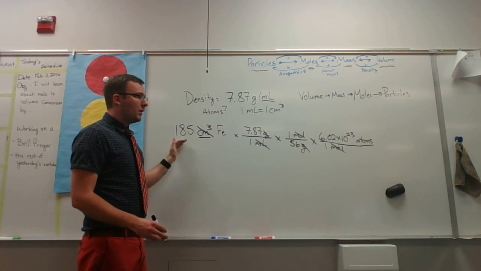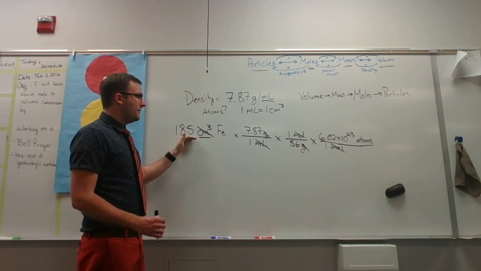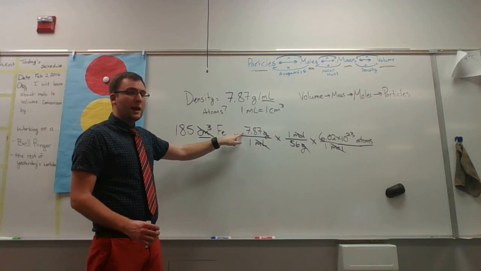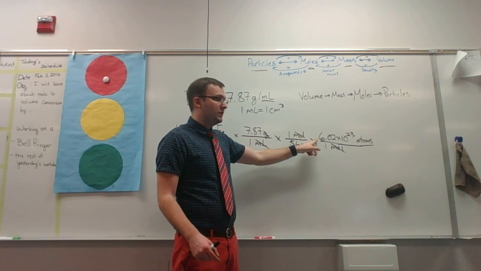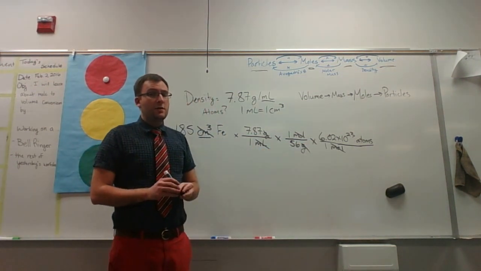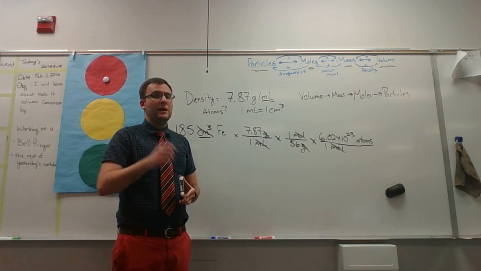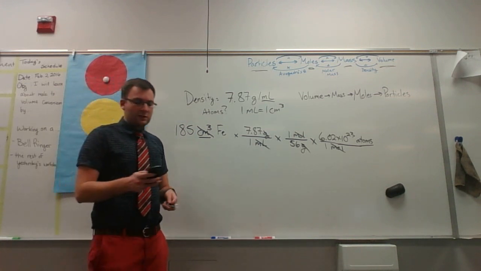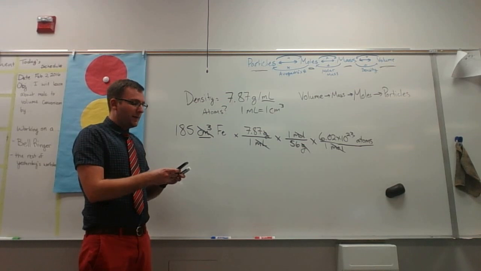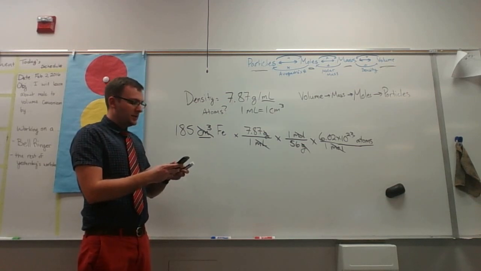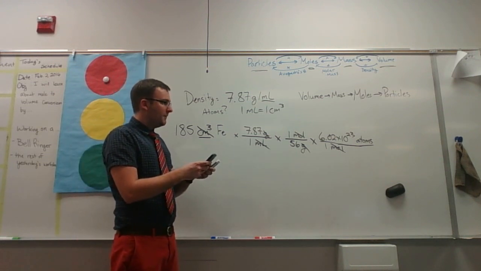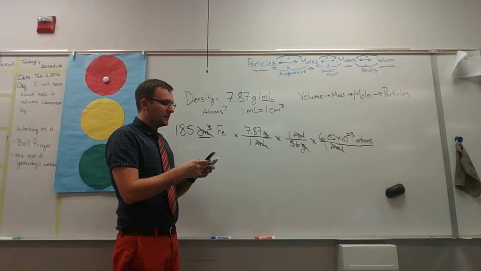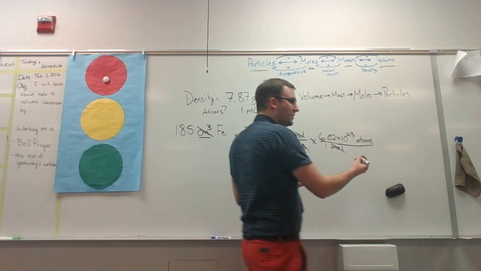So now in my calculator, all I need to type in is 185 times 7.87 divided by 56 times 6.02. And whatever that answer is, at the end of it, I will write down times 10 to the 23rd. So let's put this in our calculators. 185 times 7.87 divided by 56 times 6.02 equals.